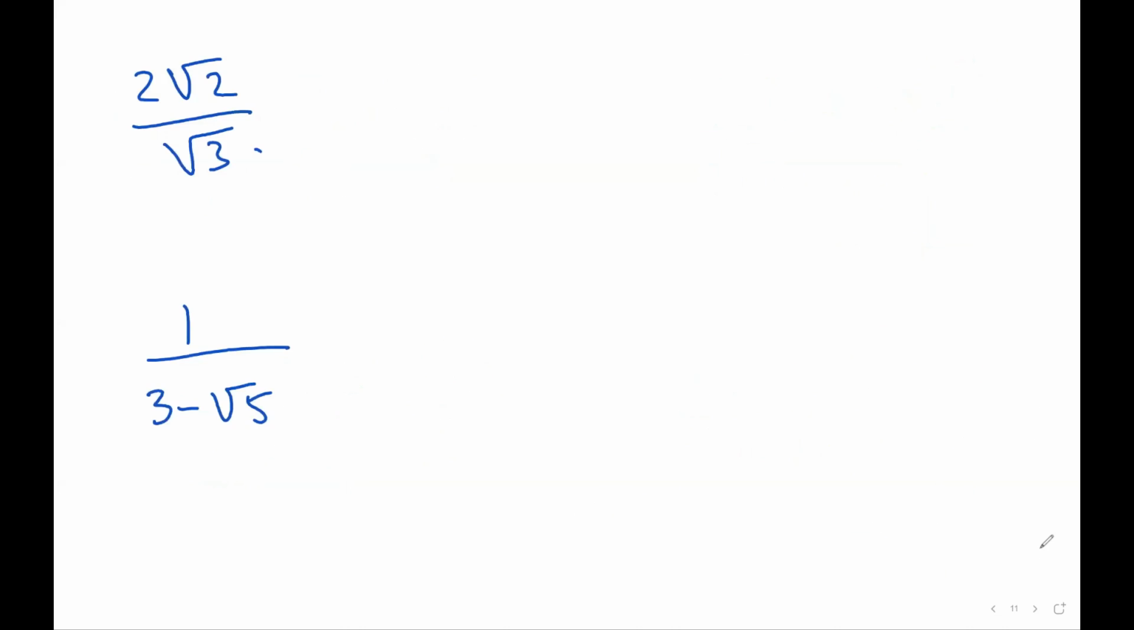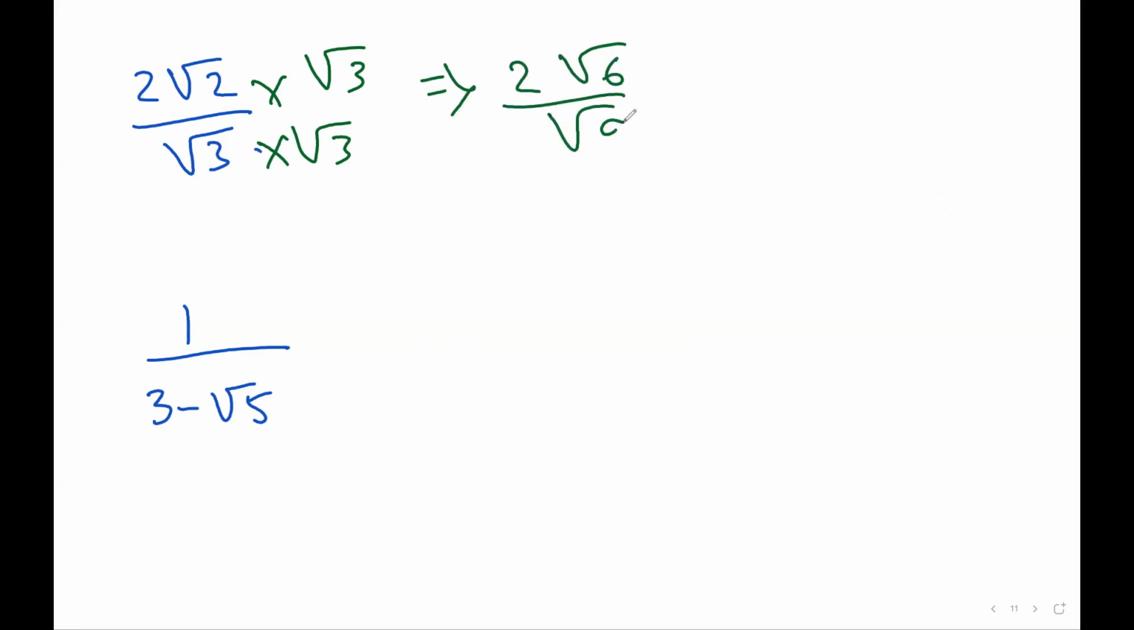Next. 2 root 2 over root 3. Multiply by root 3. Here multiply by root 3. This will be what? It will be 2 root 6 over root 9. So 2 root 6 over 3, because square root of 9 is what? It is 3. Correct? So 2 root 6 over 3. Are you all clear till here? Now what we will do over here?